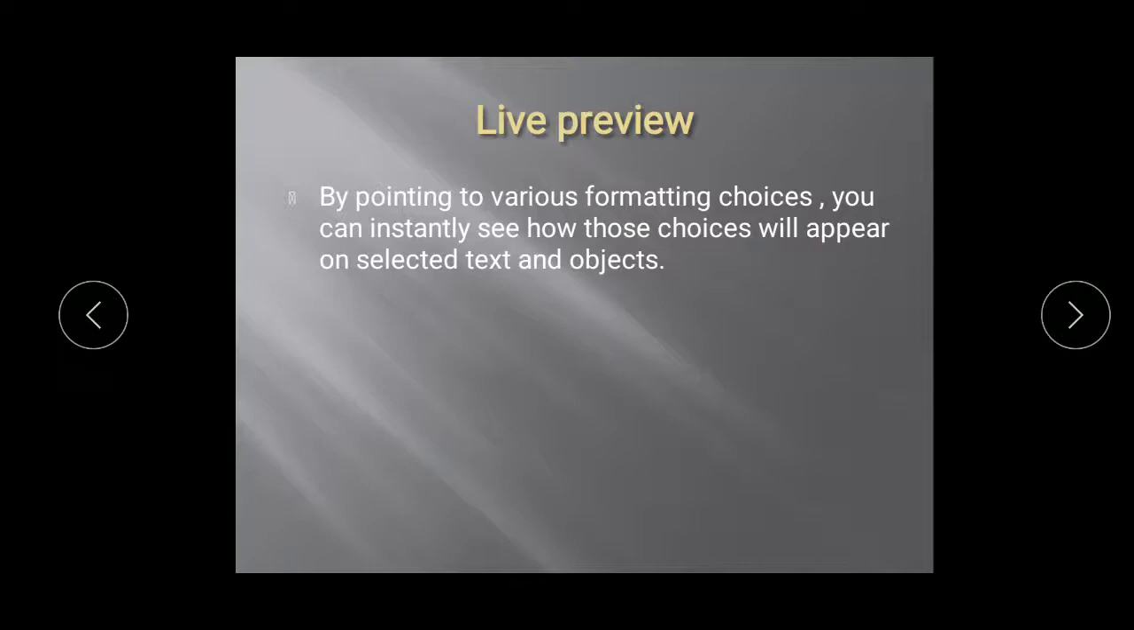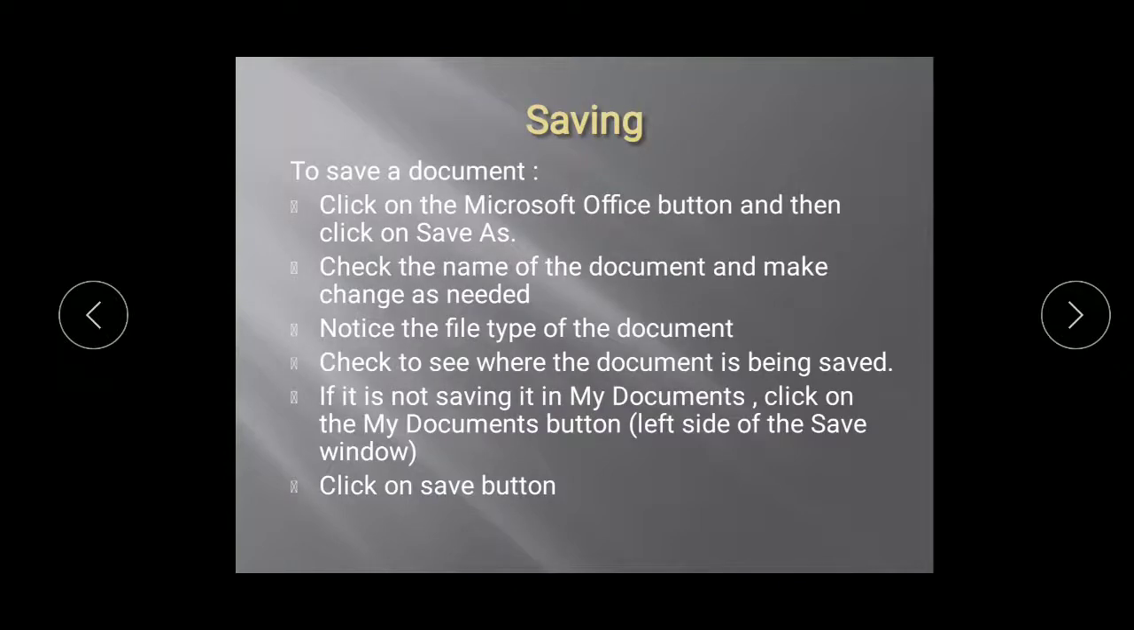The next topic of this chapter is saving. So how to save a document? That's the general agenda. To generally save a document, you have to click on the Microsoft Office button. There is an option called Save As. So Save As is the second step.